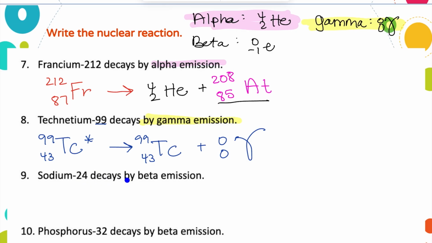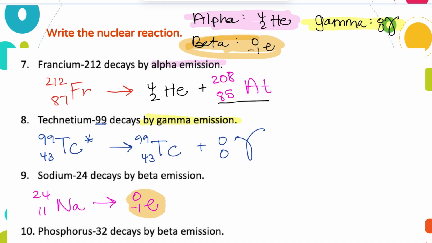Sodium decays by beta emission. Sodium, looking at our periodic table, sodium is Na with a mass of 24. Sodium is number 11. So decaying by beta emission, well, a beta particle is an electron. And so we're going to show that electron, so 0 with a -1, electron. And this one does get a little trickier because we have that negative. So -1 plus what is going to give me 11? That is going to be a 12 down here.